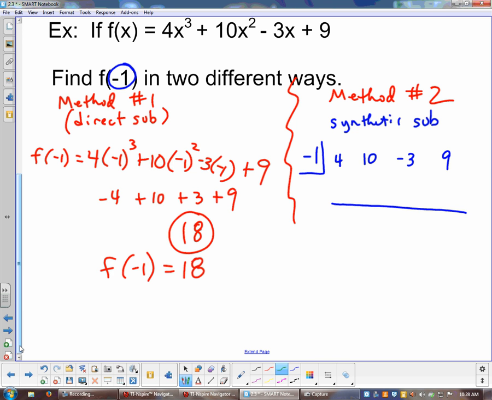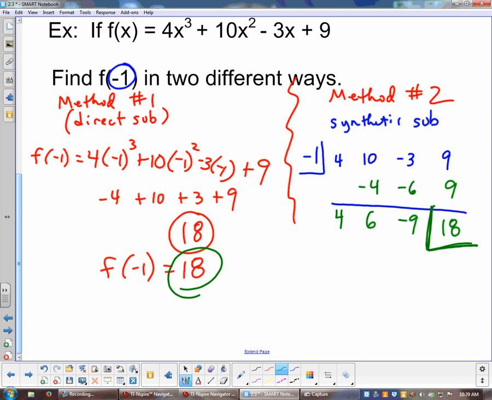Bring the 4 down. And multiply that by -1. All right. You multiply that by -1 again. All right. What are we noticing? There is a remainder, but not only that, the remainder actually is what? Is it positive 18? Isn't it the same as what we got over here?